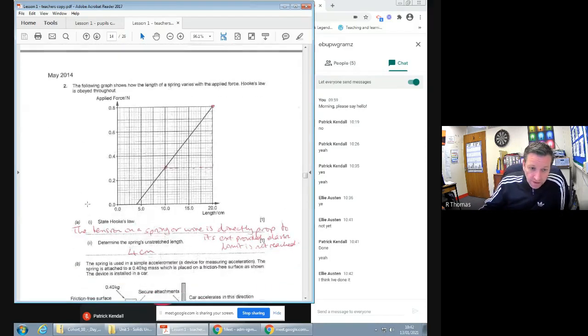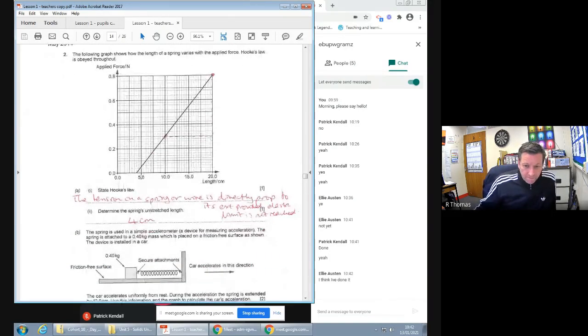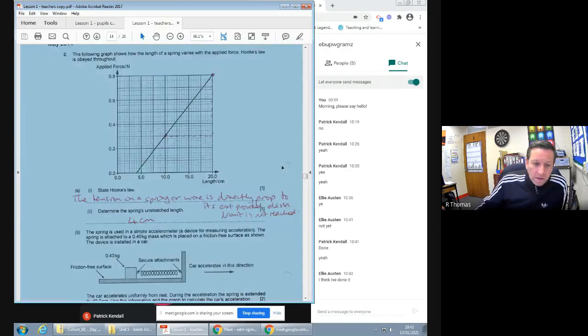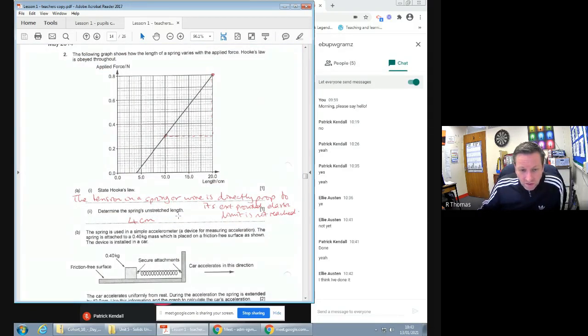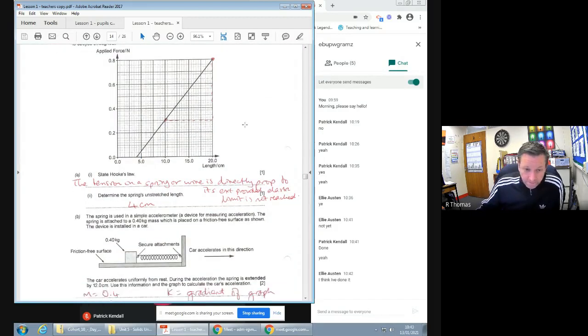Okay, so state Hooke's law. The tension in a spring or wire is directly proportional to its extension, provided the elastic limit is not reached. You have to have that last bit to get that mark, right? Determine the spring's unstretched length. So that was this point here, because there's no force applied, and it was 4 centimeters.